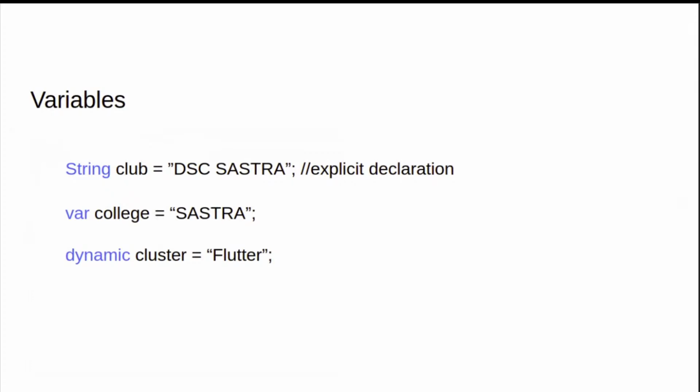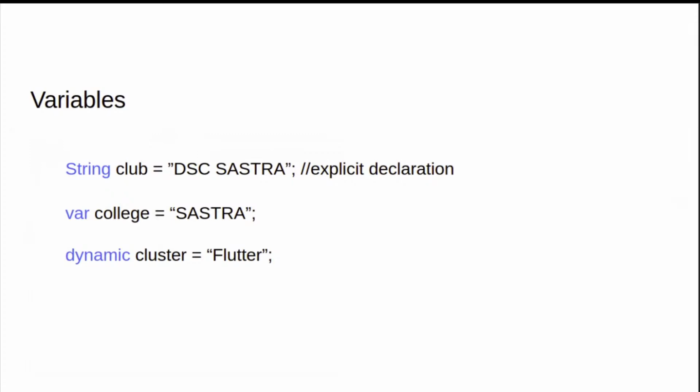And another type is implicit, like Dart is intelligent enough that it can understand what the data type is by seeing the constant on the right hand side. Like if it is SASTRA here, it is enclosed in double quotes. From that, Dart understands it as string. So while using var, it implicitly infers that it is a string variable, and the college will be a string variable from now on.